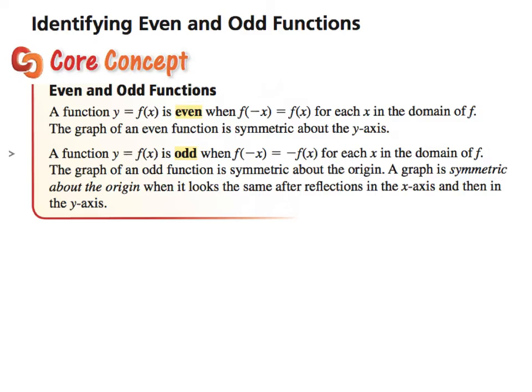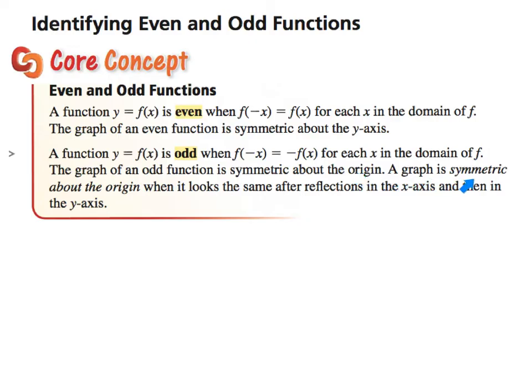You now are going to learn, how can I identify an even or an odd function? Well, here's how you do it. A function y equals f of x is even when you plug in a negative value and you get the original function f of x for each x in the domain of f. The graph of an even function is symmetric about the y-axis. A function y equals f of x is odd when you plug in f of negative x and you get negative f of x for each x in the domain of f. The graph of an odd function is symmetric about the origin.